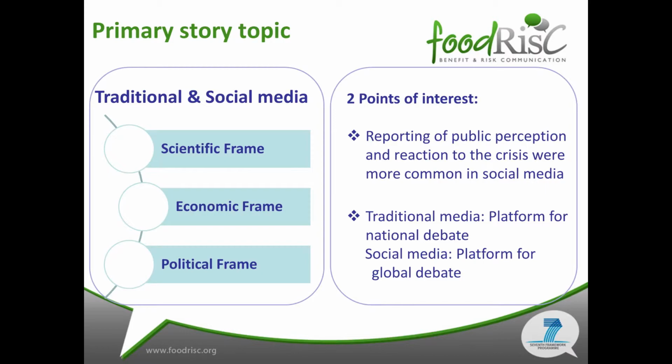So if we look at the primary story topic, we can see that in traditional and social media, there were 3 main groups of stories which were important. These stories fell within what we call a scientific frame, an economic frame, or a political frame. So irrespective of whether it was traditional or social media, these 3 were the most important. However, just again, 2 points to note. Firstly, that the reporting of public perception and reaction to the crisis were more common in social rather than traditional media. And secondly, that traditional media was a platform for national debate, whereas social media was more a platform for global debate.